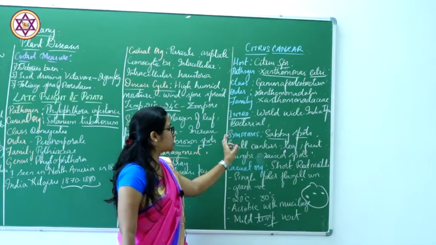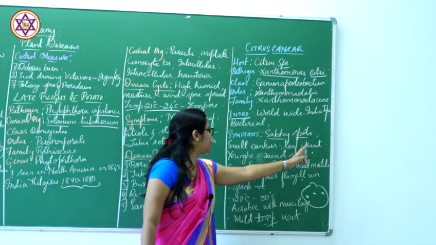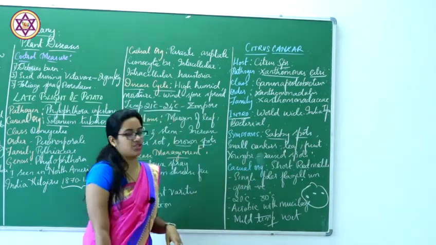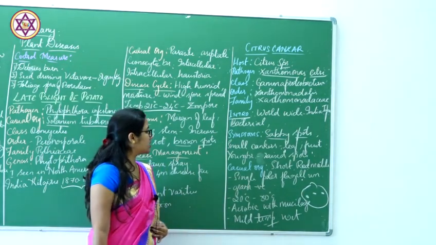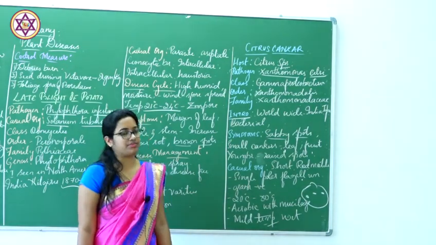So where do you see these spotting? You can see them on leaf, fruit, young branches. So these are the places where you can see the spotting.